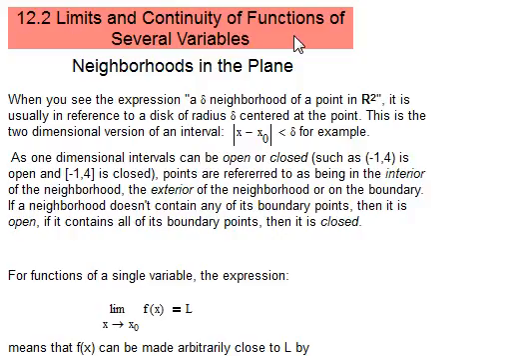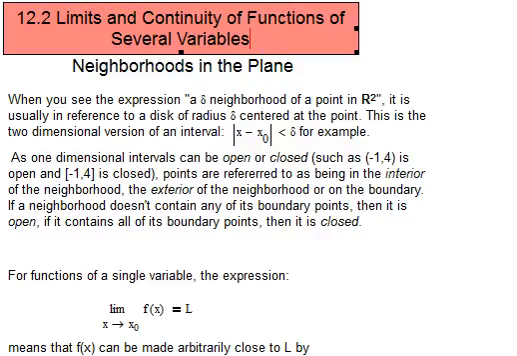Well, we're going to look at limits and continuity of functions of several variables. This might seem very much to you like we're returning to Calculus 1. The only difference is, now we're going to have more than just functions of one variable, but functions of two. Well, you don't necessarily have to understand at the beginning, but hopefully you will by the end.